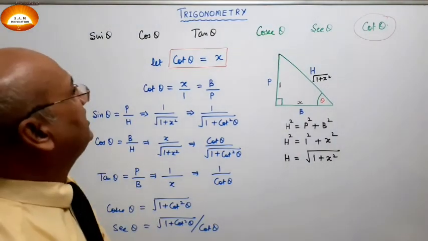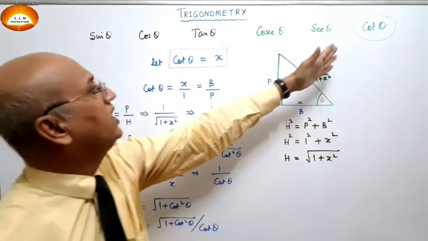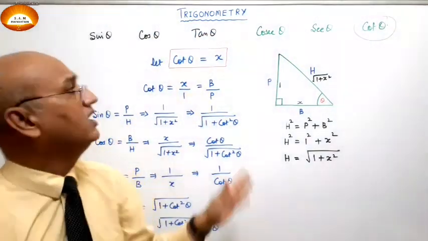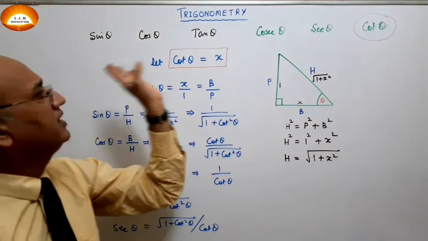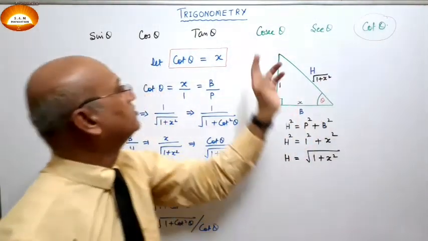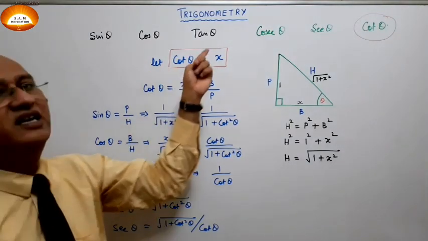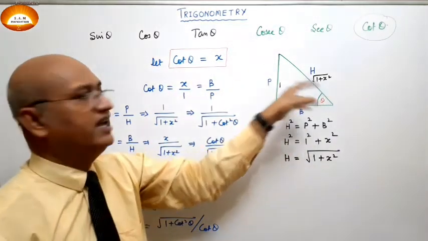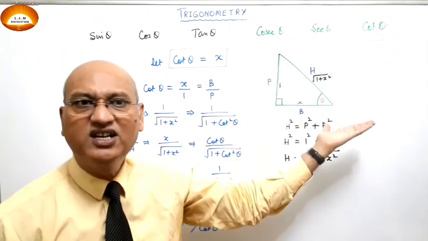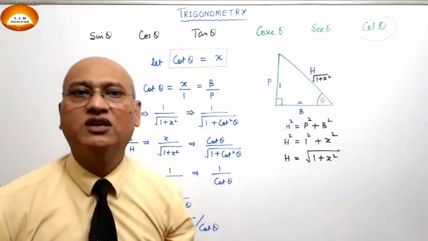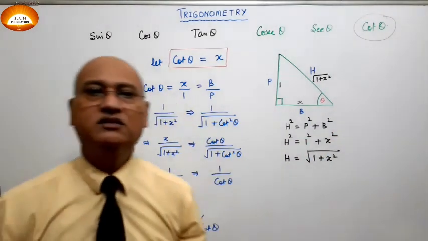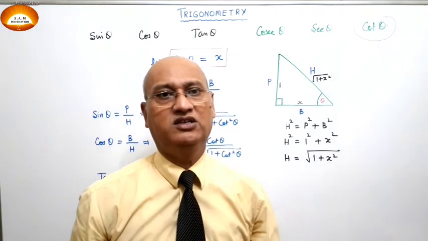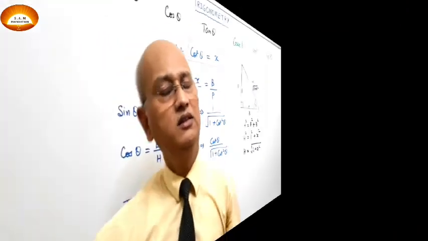And see, I have selected here cot theta. There is no necessity. You can select any one ratio and proceed in the same way. Suppose you want to write all the values in terms of cosec theta. So what you are going to do, let cosec theta be equal to x, then cosec theta is equal to x upon 1. Make the triangle, write the ratio, calculate the third side and write all the ratios. So this is the technique how we can write the values of all trigonometric ratios in terms of any one trigonometric ratio. Just go through this technique and copy it down.